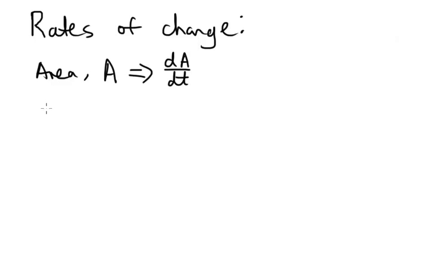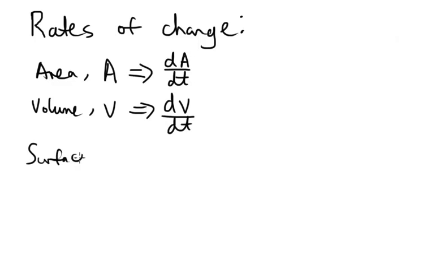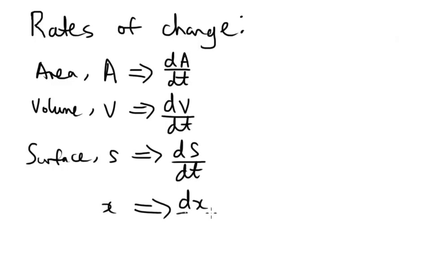If the rate of change of volume, it will be dV/dt. If the rate of change of surface area, then it has to be dS/dt. If the rate of change of x, then it will be dx/dt. So you have to know how to convert their English to their mathematical notation.